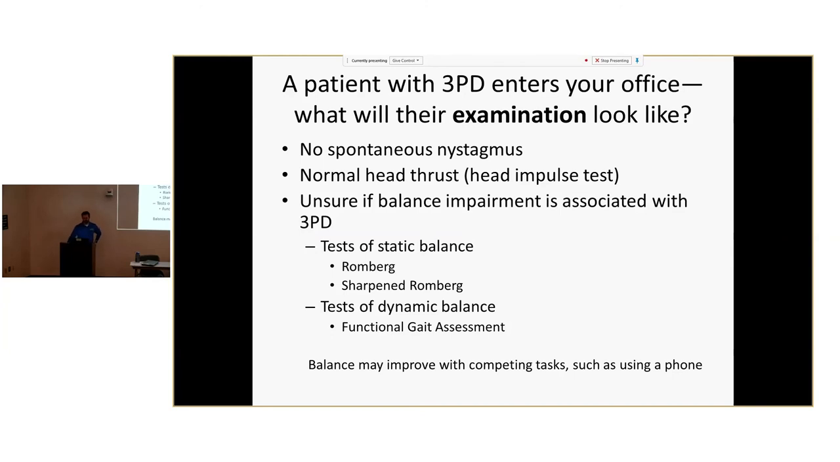So, examination, and again, take this with a grain of salt, because examination results are going to vary depending on their precipitating conditions. But generally, we're not going to find a resting nystagmus. We might not find a hypofunction with a head impulse test. It's unsure if balance impairments are truly associated with 3PD, at least with my understanding of it. But certainly, you would want to look at balance using a Romberg, Sharpened Romberg, or tests of how the patient is going to move around their community, something like the Functional Gait Assessment. It's also a phenomenon with 3PD that their balance might improve with a competing task. It doesn't mean that they're malingering, but they're not being hypervigilant to their sway.